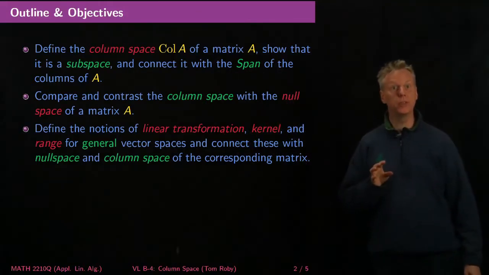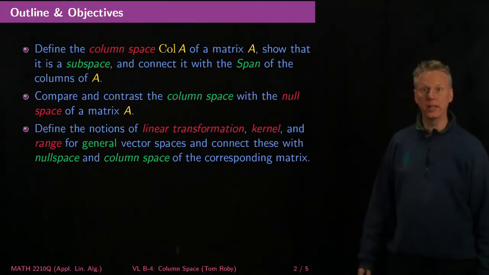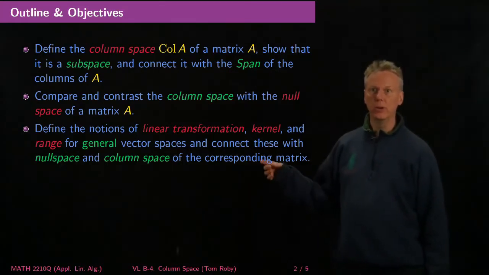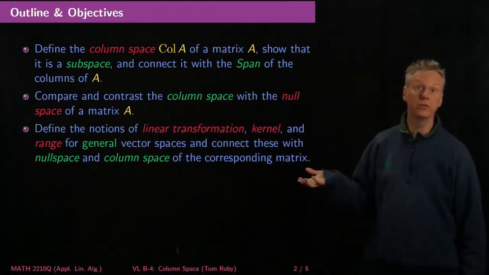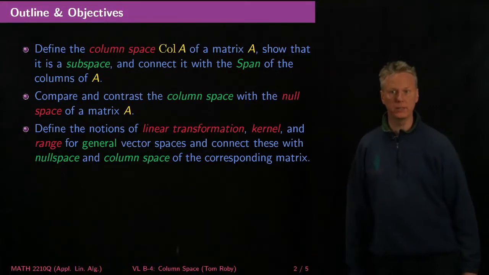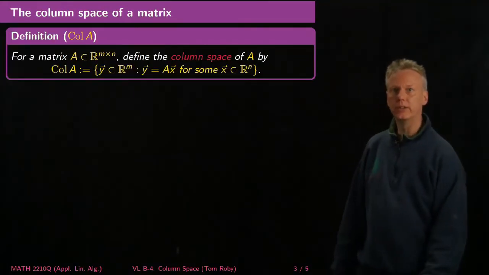This won't be very different than what you've seen already, but we need to have the notions for the more general setting. And then we'll connect them with the concepts of null space and column space when we have a linear transformation that's represented by a matrix. So that's the agenda. And so here's the definition.